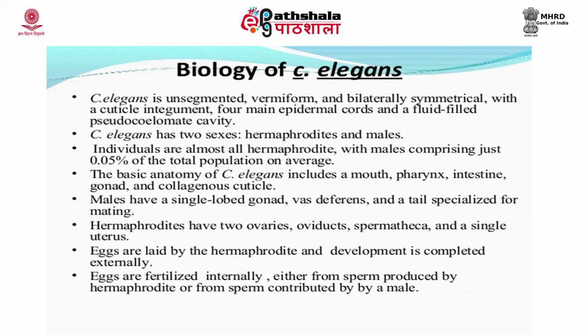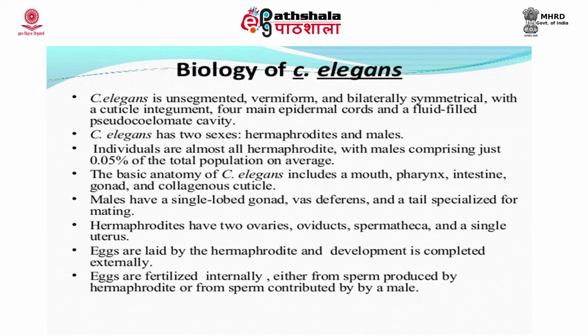Biology of C. elegans. C. elegans is unsegmented, vermiform and bilaterally symmetrical with a cuticle integument and fluid filled pseudocoelomate cavity. C. elegans has two sexes, hermaphrodites and males. Most individuals are hermaphrodites, males comprising only 0.05% of the total population on an average.